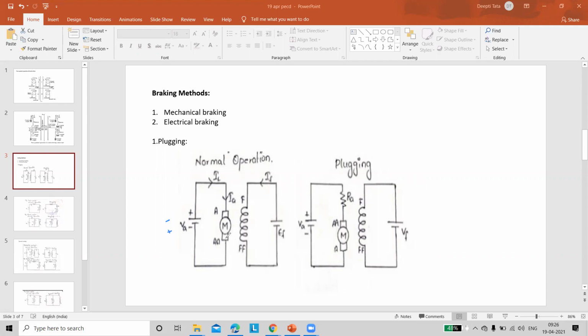Yes, exactly. And I am saying the second case. That is, I am interchanging the motor armature terminals. Here it is AA and here it is single A. Armature terminals are reversed. What happens to the motor rotation?